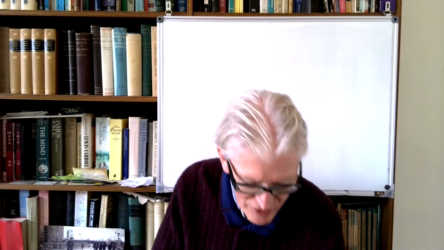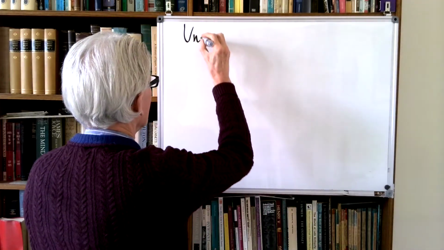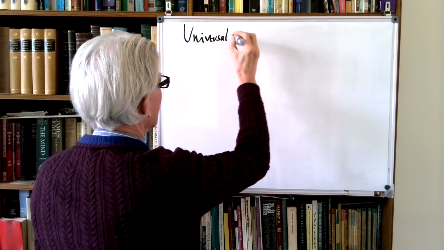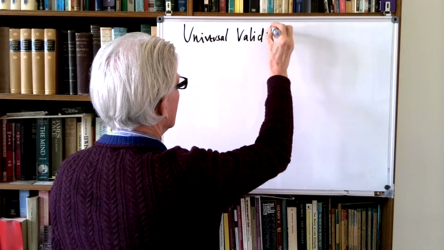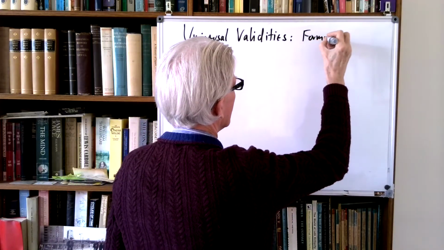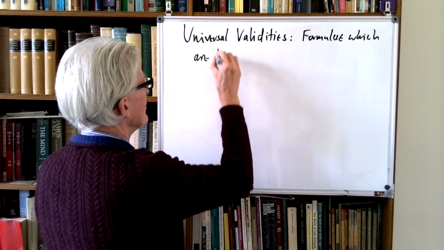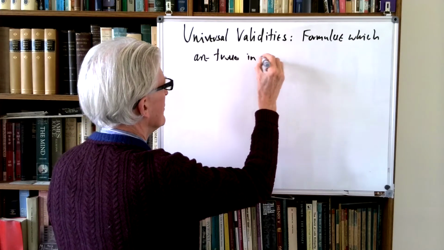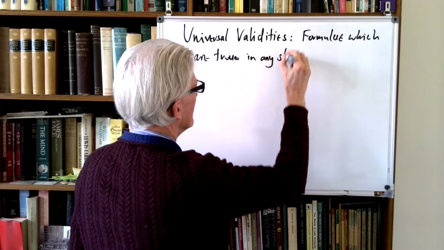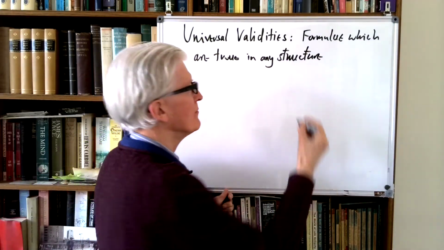Last time we were talking about universal validities, here in section 335. A universal validity is something that is true in every structure. So these are formulae which are true in any structure, no matter what the assignment is.